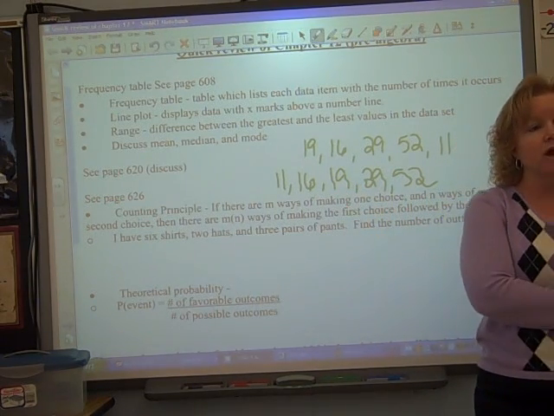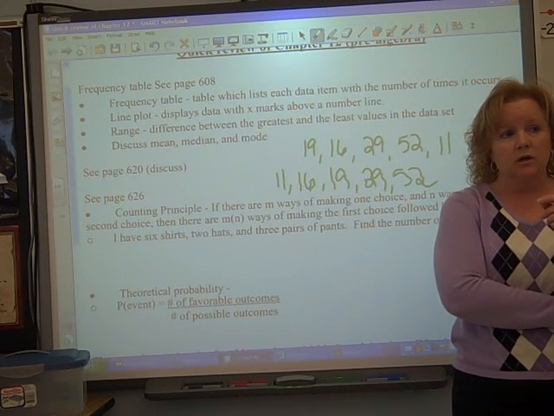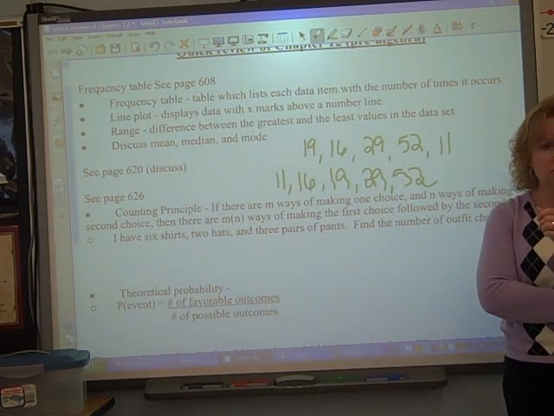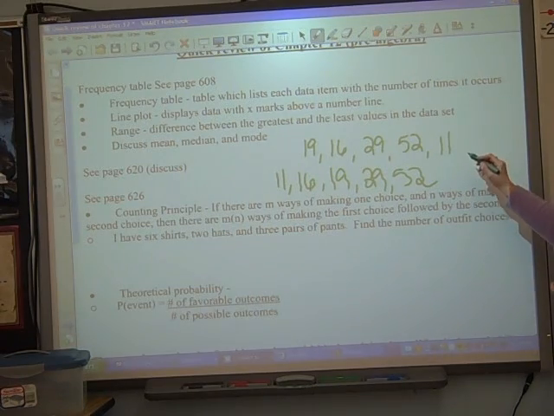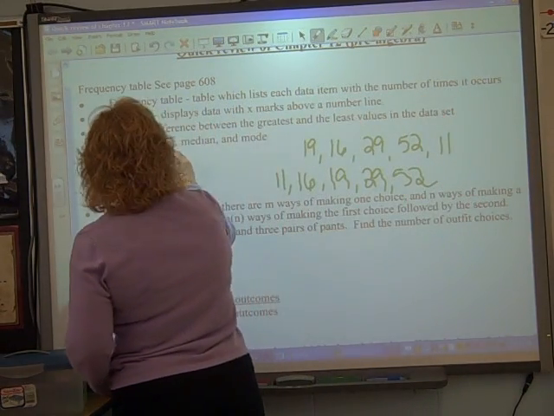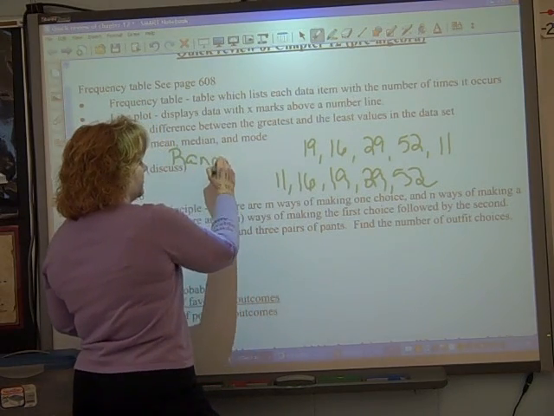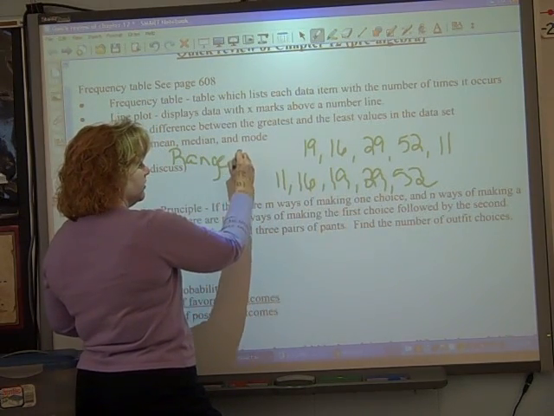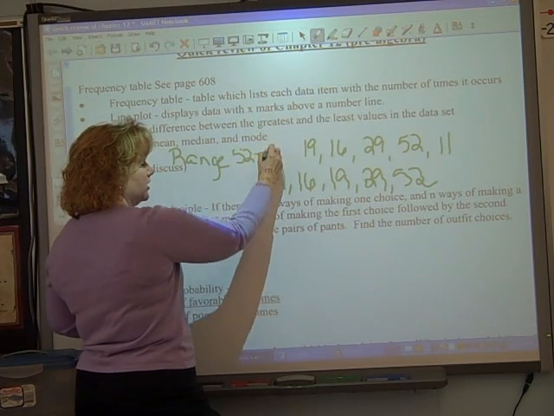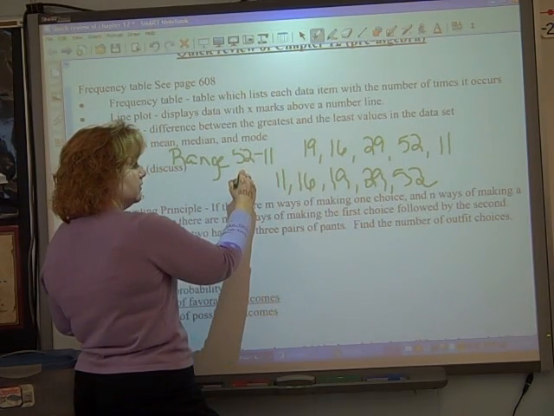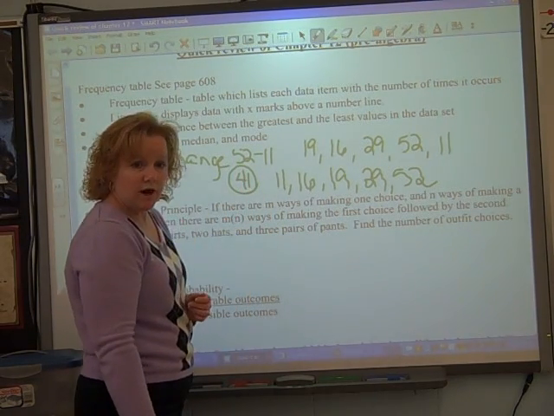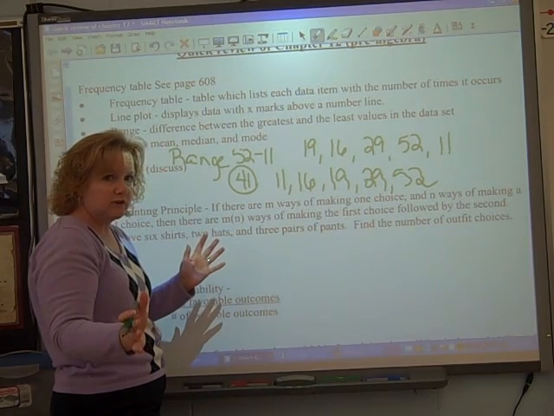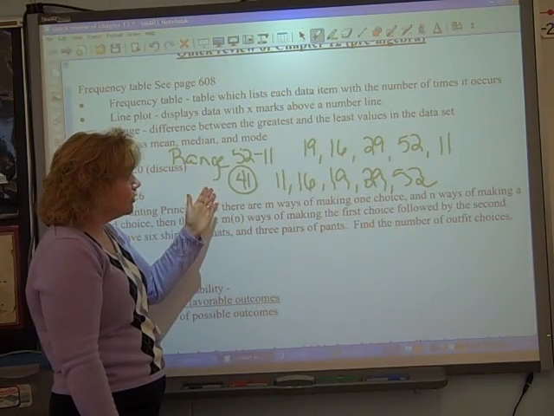How do I figure out the range? What do I do to figure out range? I do what? Raise your hand if you know. So it tells you up there. So what am I going to do, Bailey? Difference between the greatest and the least values, so subtract 11 from the largest. Right, so my range is going to be my largest number minus my smallest number, and what do I get? So my range is 41, right? That's all range is. Okay, so you need to remember that.